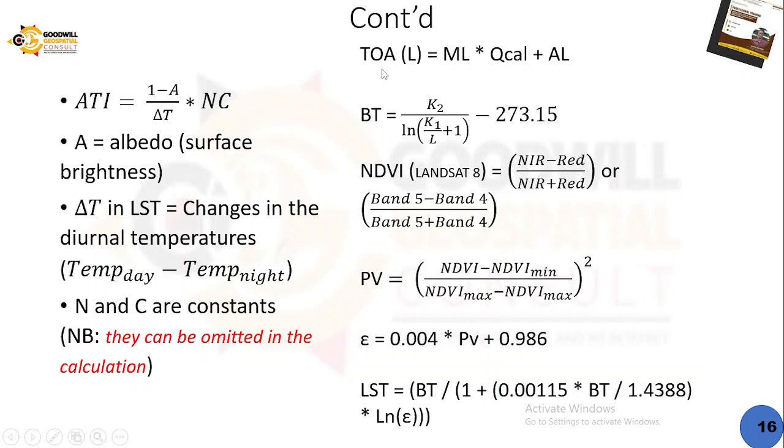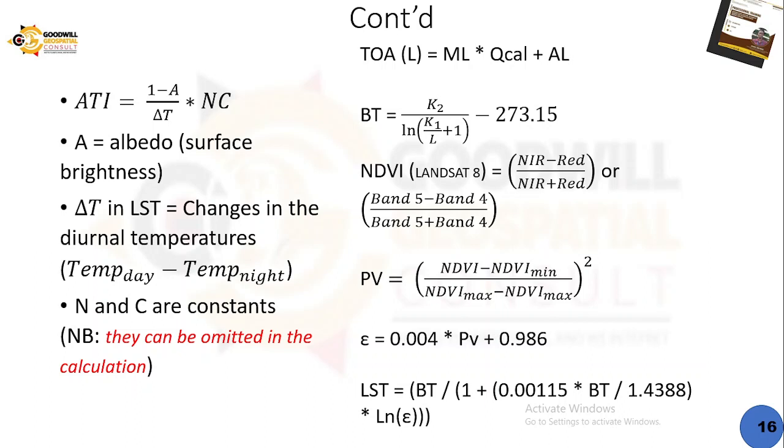So this is what we call the top of atmospheric correction. You have to correct your images here. Once you are able to calculate the top of atmospheric effect, we can calculate the brightness temperature. The brightness temperature equation uses K2 and K1. This L has been calculated in the image, but K2 and K1 are constants from the metadata of the image. Particularly for Landsat 8, you can get K1 and K2 from it.